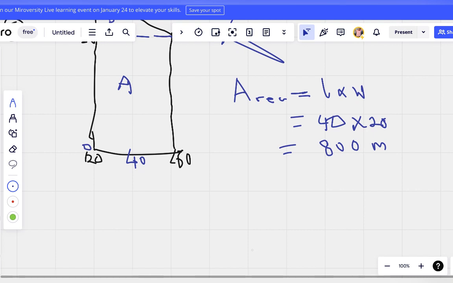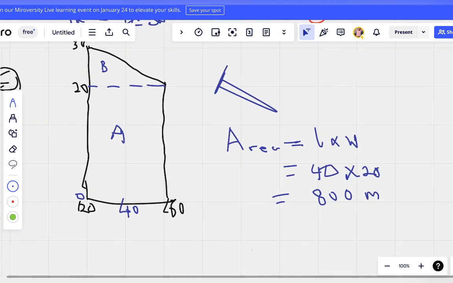B is the area of a triangle, which is half base times height. The area of B is equal to half times base times height. The base is 40. The height from 20 to 30 is 10. This height is 10, so we're going to use 10.